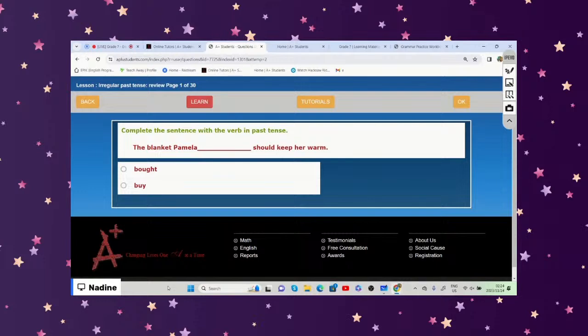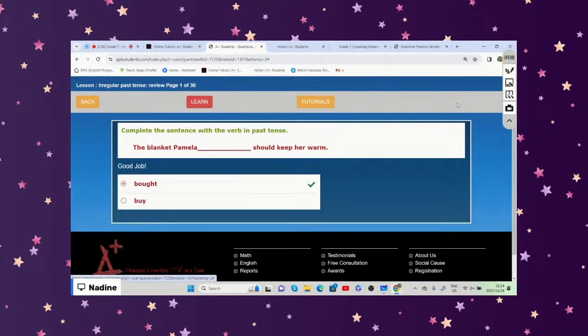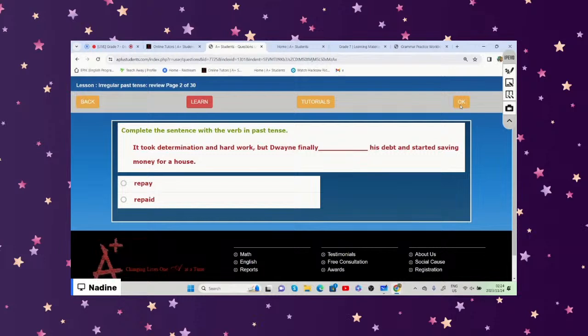If we want to make mention of it in the past tense, we can say the blanket Pamela bought should keep her warm. And bought is the irregular past tense form.